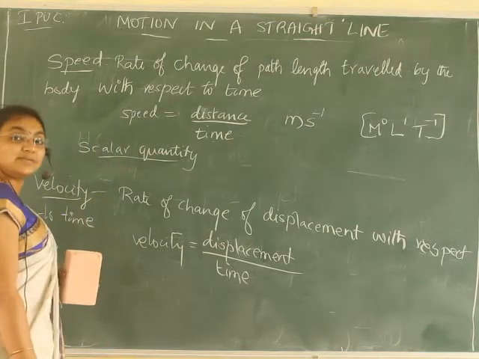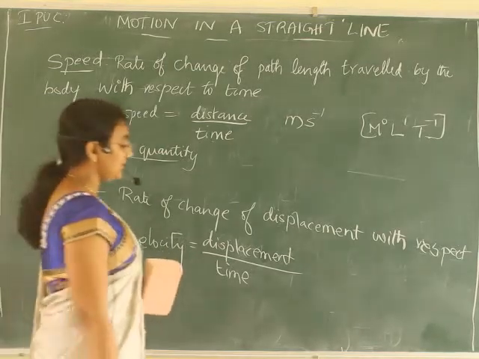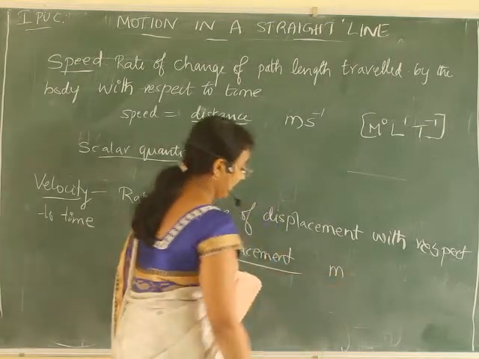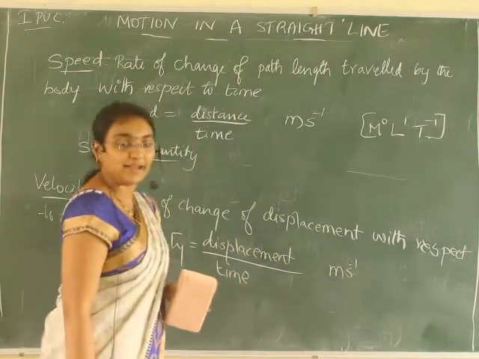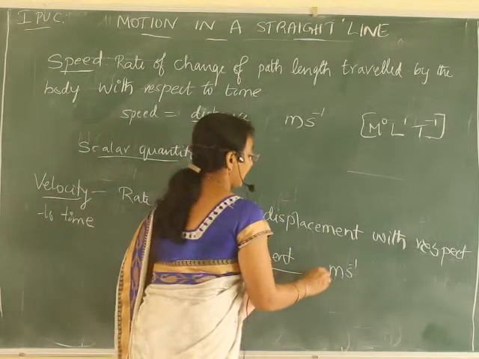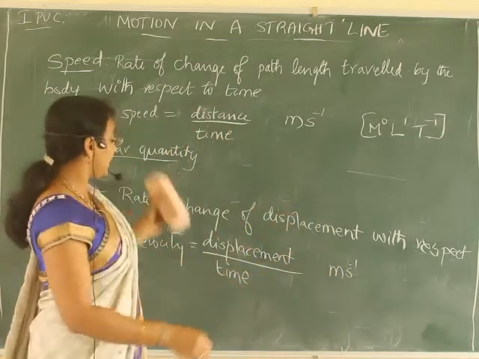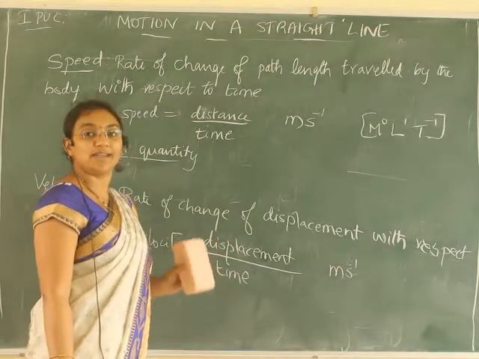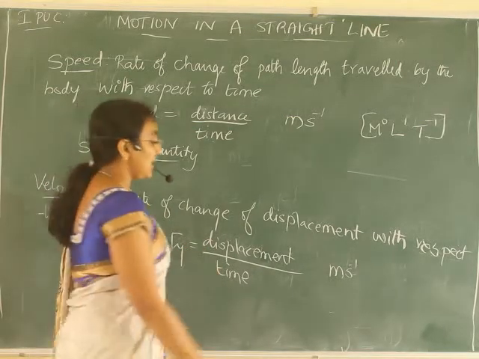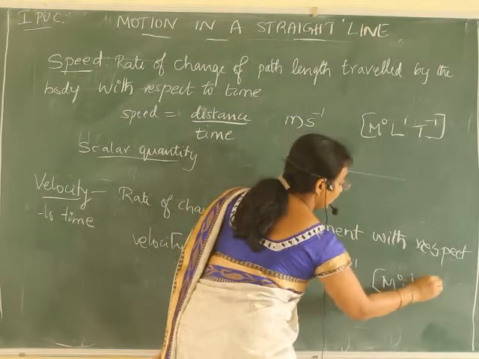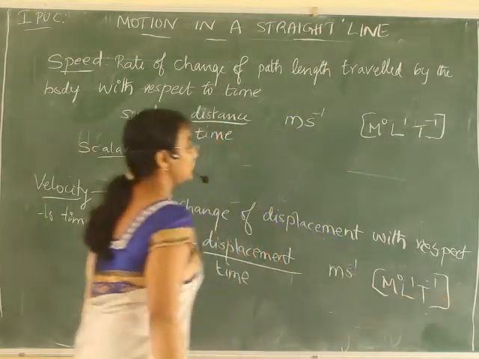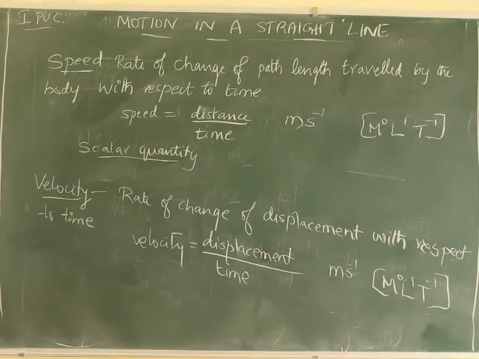What is the unit of displacement? The unit of displacement is meter itself. Time is seconds, s to the power minus 1, because we divide by time. So the SI unit of speed and velocity is one and the same. What is the dimensional formula? M to the power 0, L to the power 1, T to the power minus 1. This is the dimensional formula for velocity.